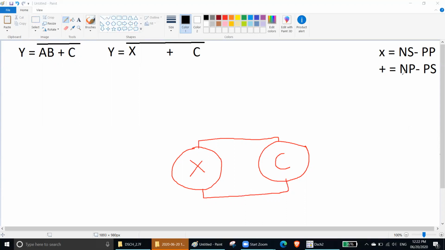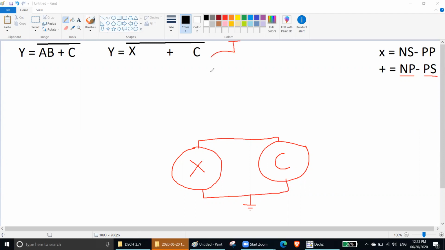So our NMOS should be parallel. See this one, NMOS is parallel, right? So X and C, they are parallel. So at the bottom, you have your ground. Pretty simple. Since they are parallel in NMOS, what should they do in PMOS? Series, sir. Yes, they will be in series.